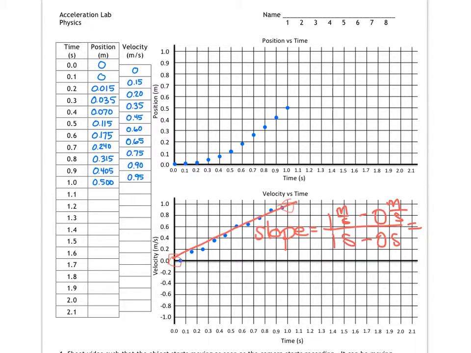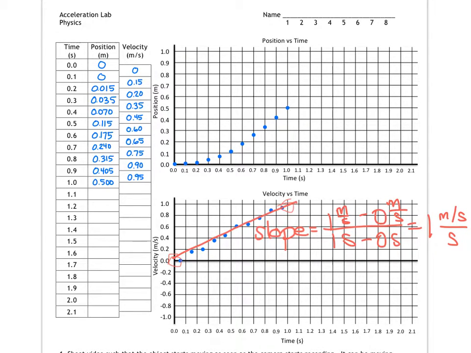1. 1 what? Meter per second per second. All right. The slope of that line is 1 meter per second per second. What that means is if you look at it, it changed by 1 meter per second in that 1 second, right?